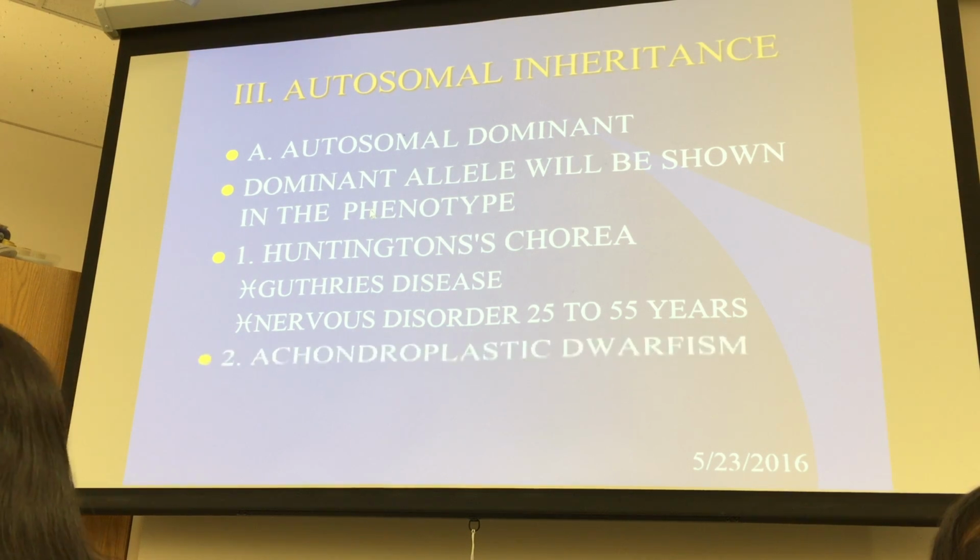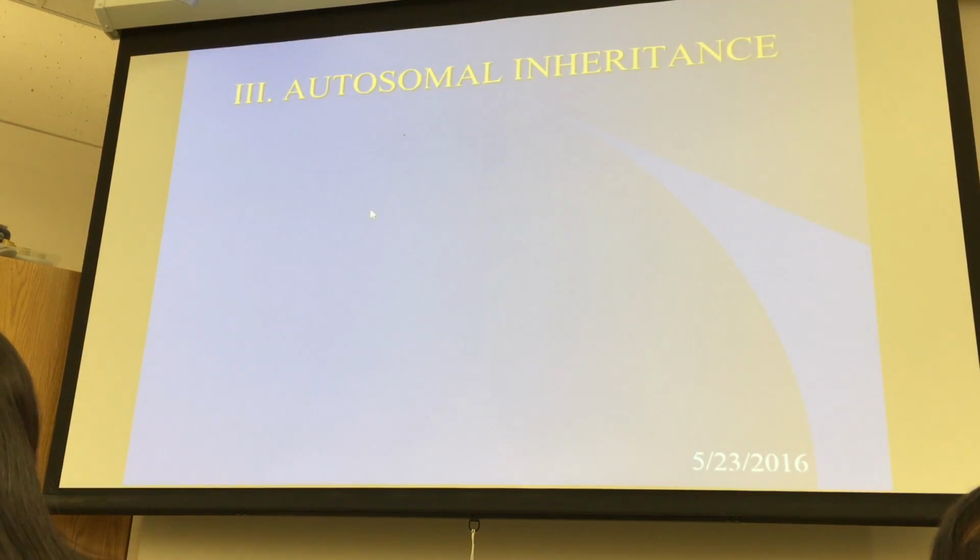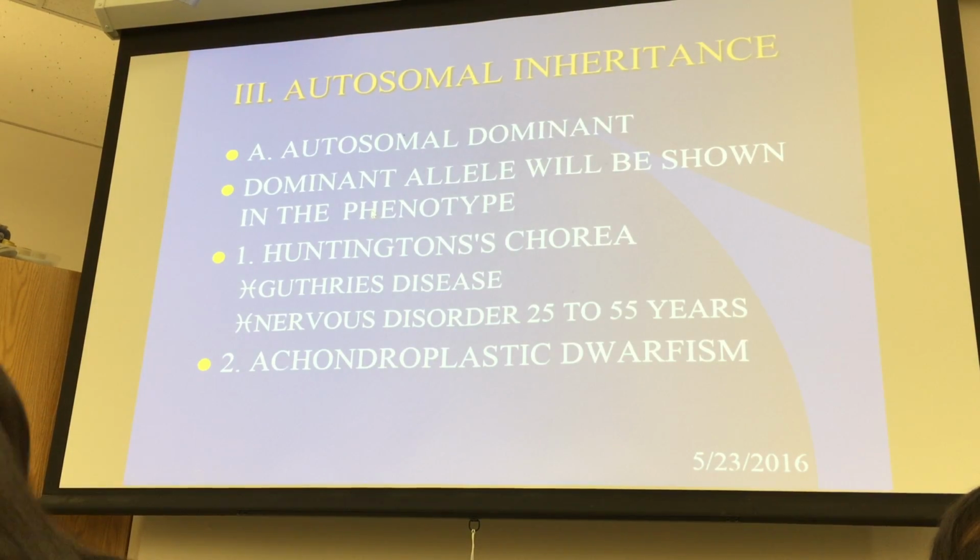A couple disorders that you should be familiar with are Huntington's chorea, which is Woody Guthrie's disease, or achondroplastic dwarfism. These are dominant situations. So we'll do an example of a Punnett square. If I told you that the mom was free from the disorder, but the dad had it, what's the probability their offspring have Huntington's chorea?